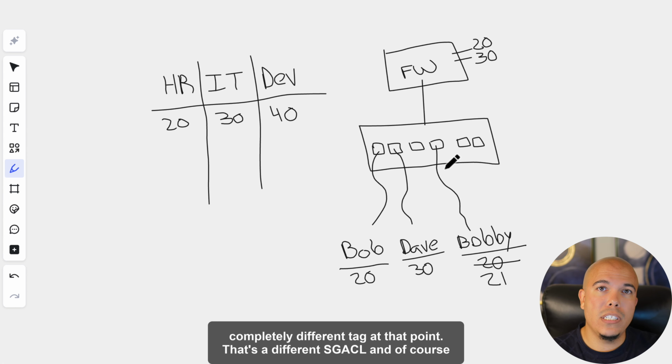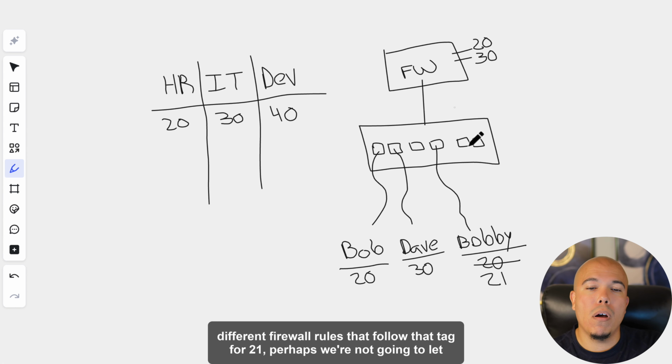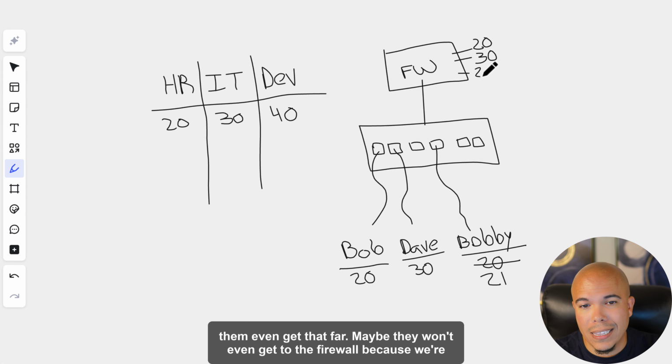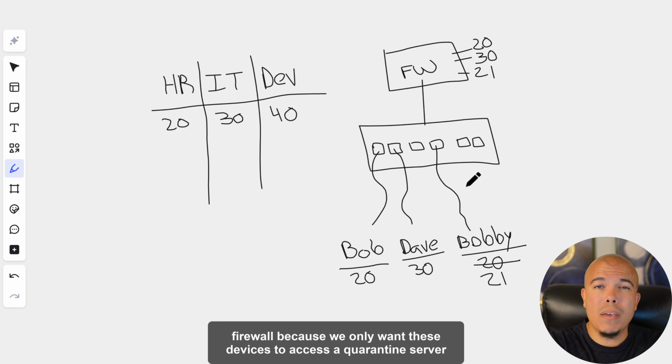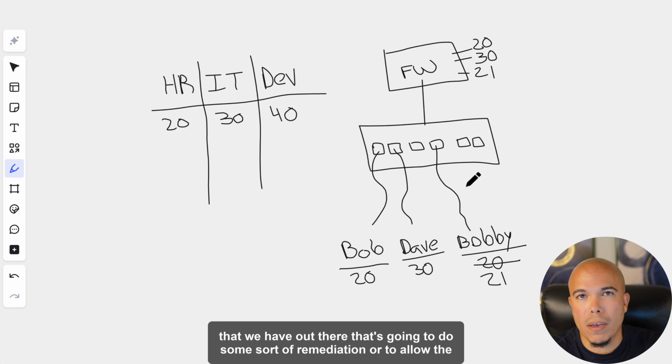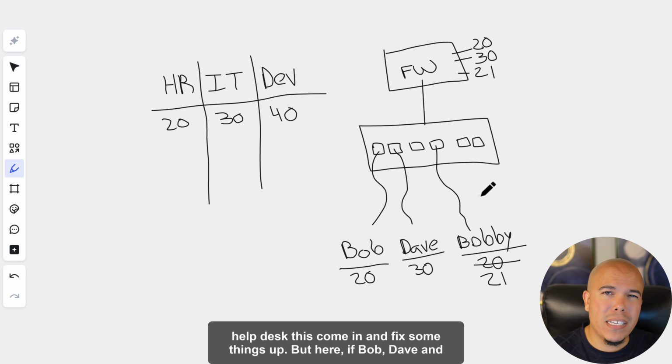That's a different SGACL and, of course, different firewall rules that follow that tag for 21. Perhaps we're not going to let them even get that far. Maybe they won't even get to the firewall because we're going to stop them at the switch port. Or maybe we do need to get them to the firewall because we only want these devices to access a quarantine server that we have out there that's going to do some sort of remediation or to allow the help desk to come in and fix some things up.